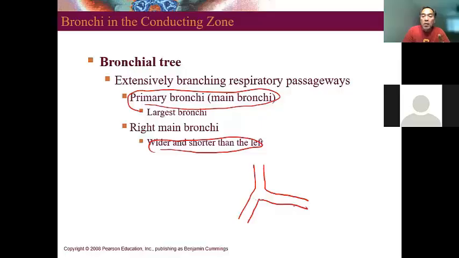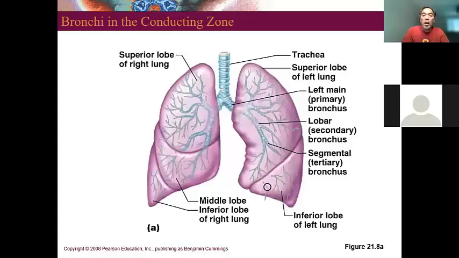Now, the knowledge that you have to take with this is the reason why the left is acute in angle: because the heart is located mostly on the left. So it produces this acute angle onto the left. So the straighter part of the bronchi connected to the trachea is on the right. Okay. So let's take a look now at our bronchi.